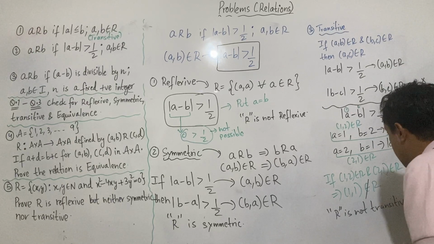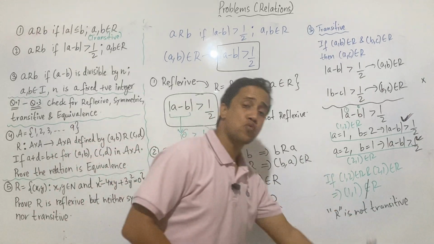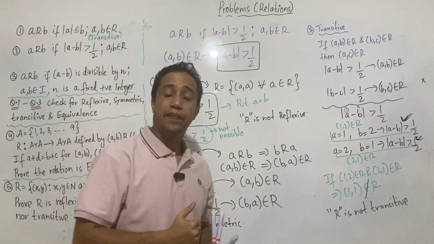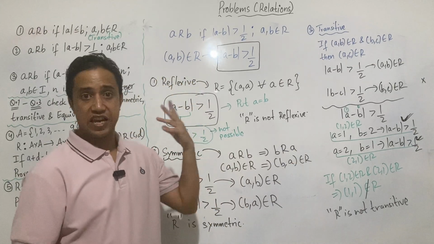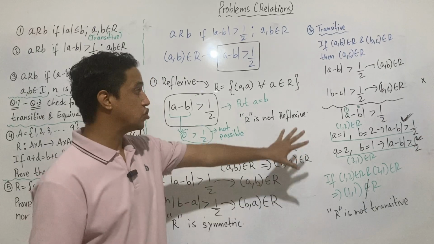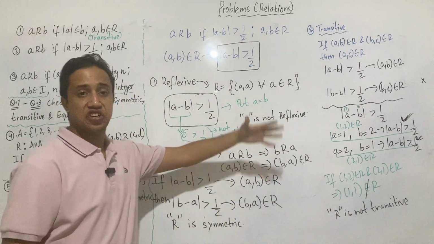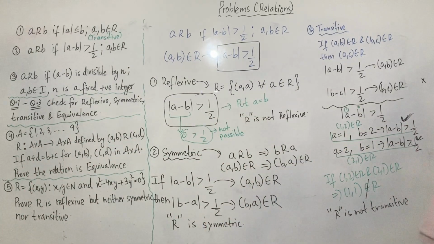Maybe for some values of A and B this is going to be transitive, but we just have to look for only one case that does not support this idea. If there is any case that does not support this idea, it means that this relation is not going to be transitive. I hope this made sense to you.